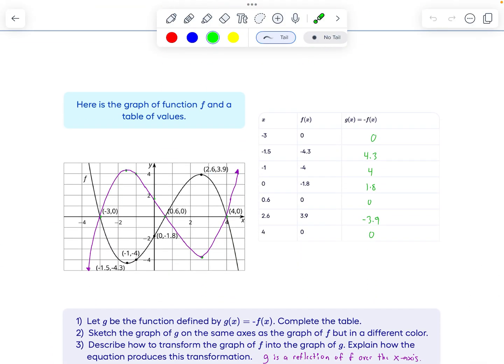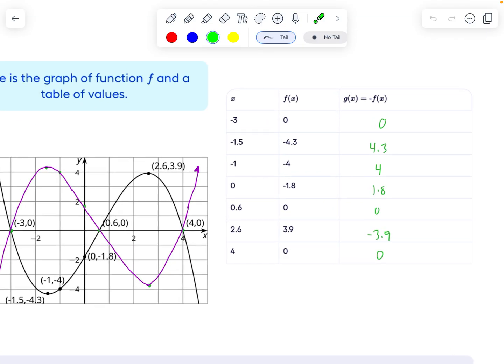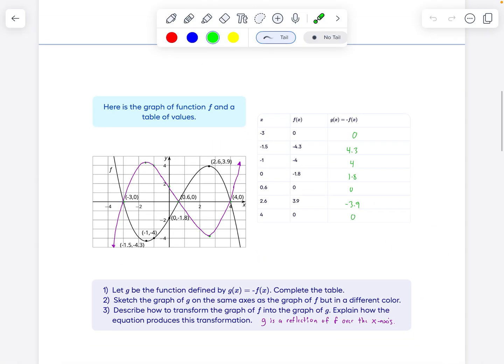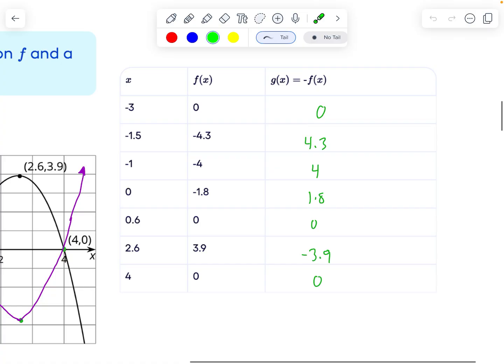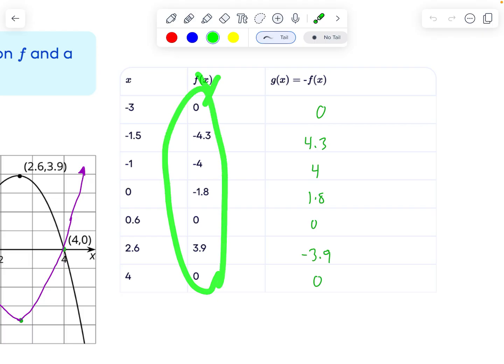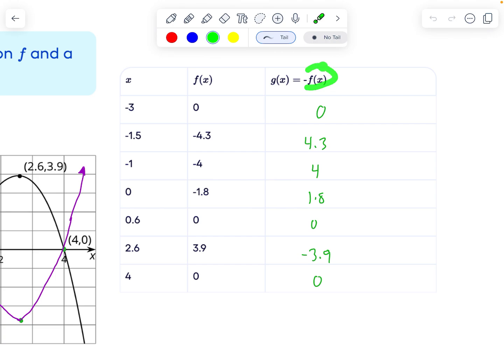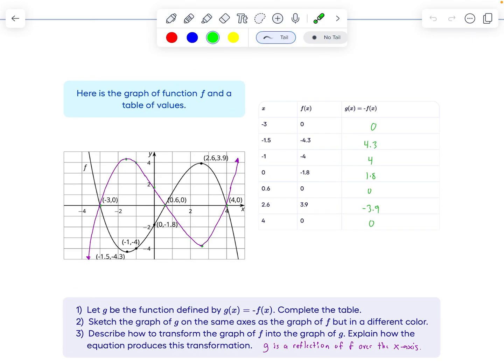Okay, so here is a graph of function f in a table of values. And then we had to let g be the same thing as above. g is equal to negative f of x and complete the table. So remember, f of x is just y values. So these y values on the graph of f are all those. And then the y values on the graph of g are the same as the y values on f, except opposite. So if that's negative, we make it positive. 0 just stays 0. And a positive number becomes negative. And then I sketched the graph of g in purple up here.